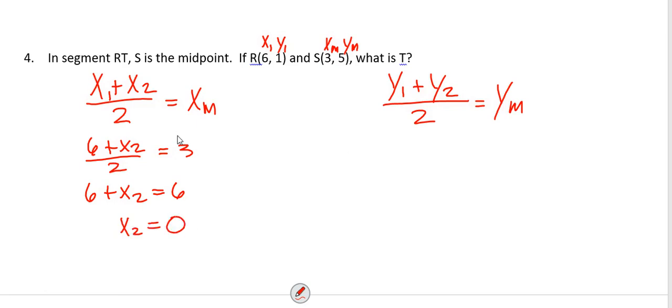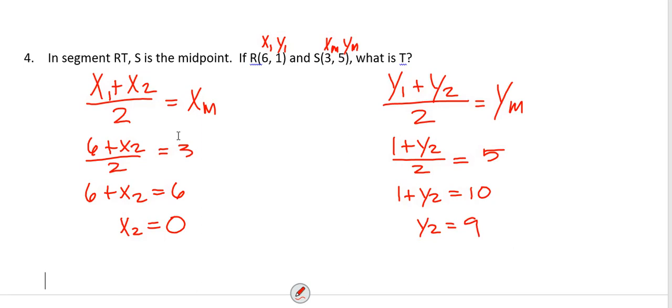Over here, same process again. We're going to say 1 plus y2 divided by 2, that equals our 5. Going to multiply both sides by 2. So 1 plus y2 equals 10. Going to subtract the 1 from both sides. So y2 is equal to 9. So our point T, which is what we're looking for, is 0, 9. And this is another endpoint, remember.